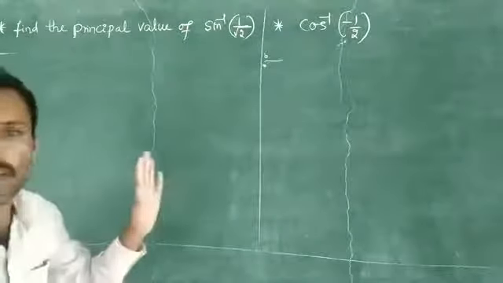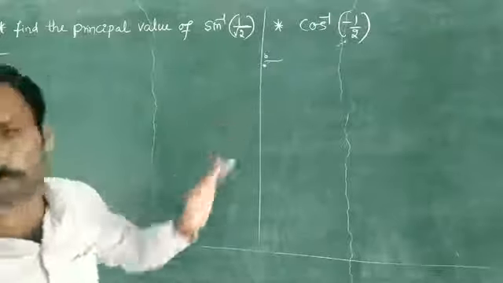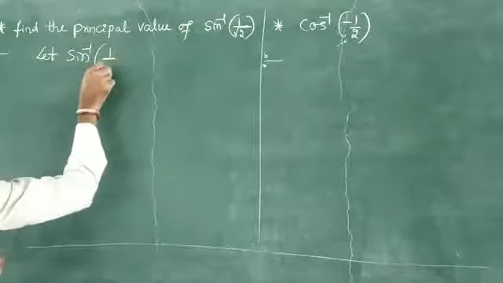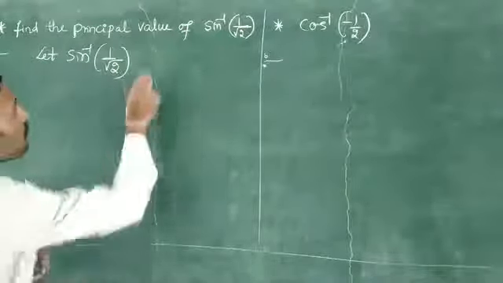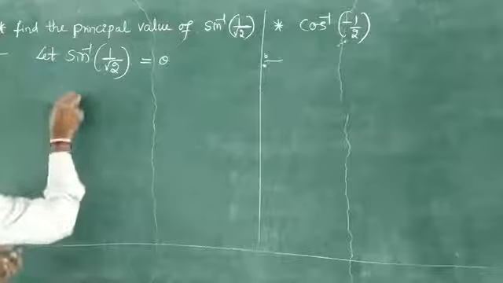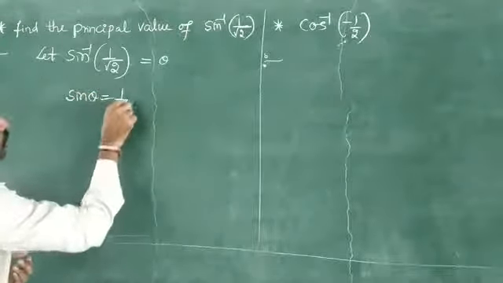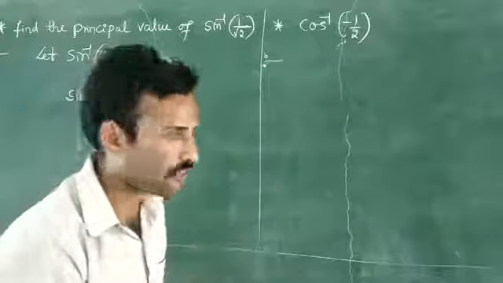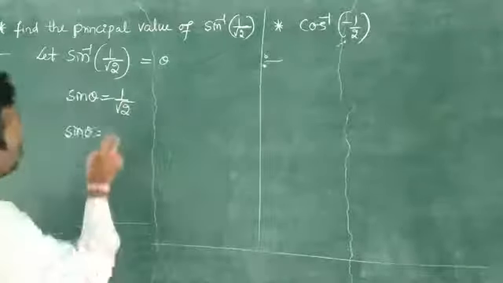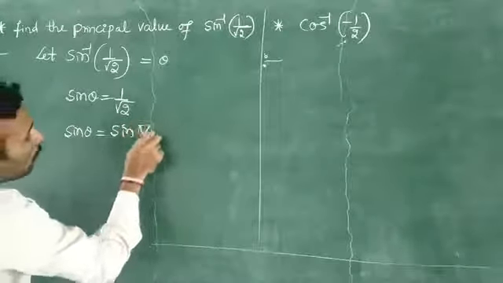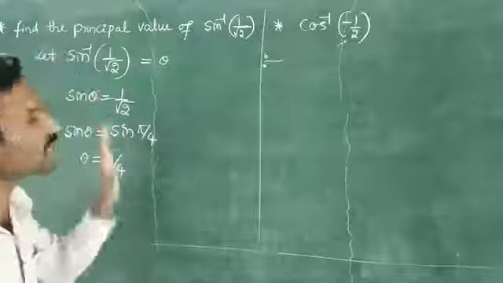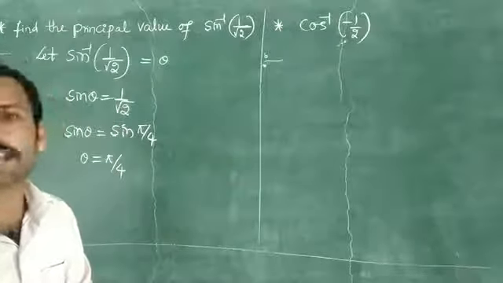Now, on inverse trigonometric functions, the first one: find the principal value of the inverse trigonometric function sin inverse of 1 by root 2. Let us consider sin inverse of 1 by root 2 as equal to theta. Then sin theta is equal to 1 by root 2 by the definition of inverse trigonometric function. What is 1 by root 2 in terms of sine? It is sin pi by 4. That's why theta is equal to pi by 4, the principal value of the inverse trigonometric function sin inverse 1 by root 2.